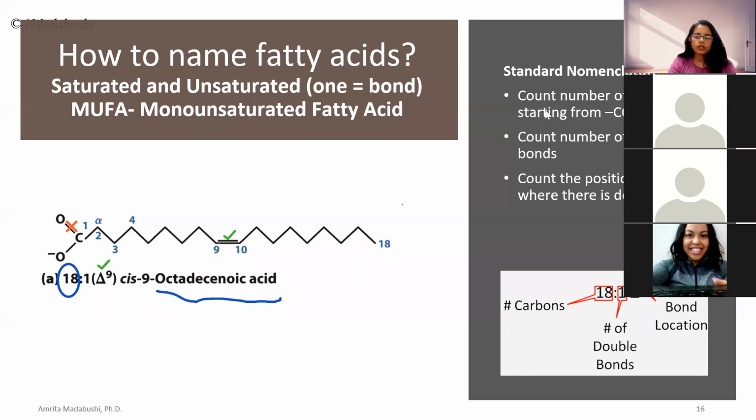So what is the procedure? Count the number of carbons starting from the COOH group, count the number of double bonds, and go to the position. So count the position at which the double bond is present. So this is the 3-step process.